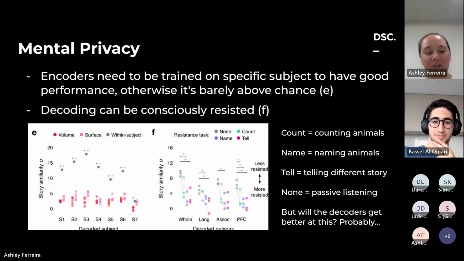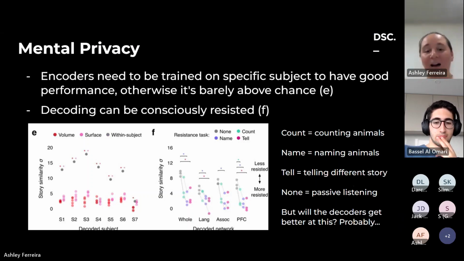So the last part of this paper does a little analysis on this, which is really interesting to see, where they show that decoders need to be trained on specific subjects to have good performance. Otherwise, it's barely above chance. So with their current model as is, they can't just go apply it to you, having never trained it on you, and be able to read your thoughts. So that's what this plot E shows, where the gray dots are the within subject level of performance, and you can just see they're a lot higher than the red or pink dots.